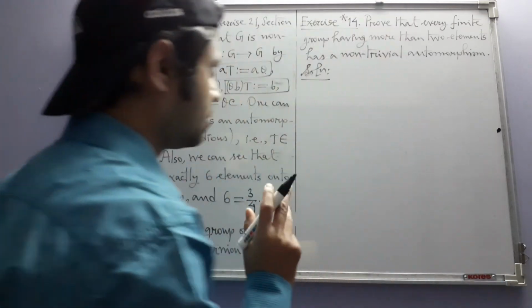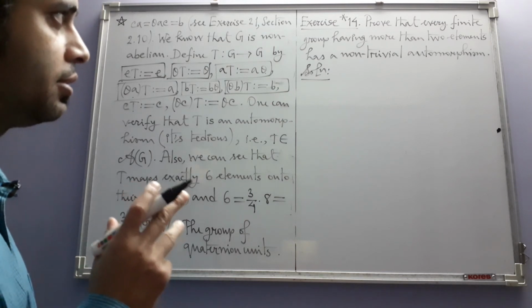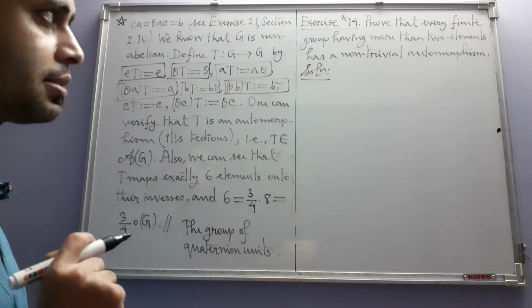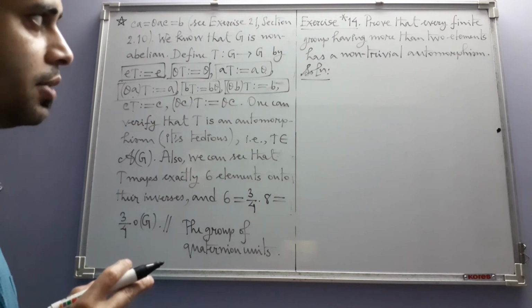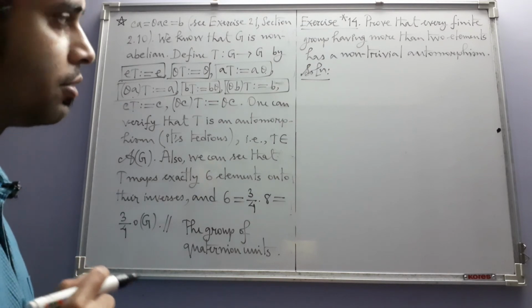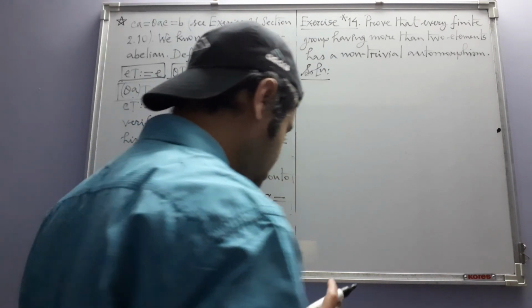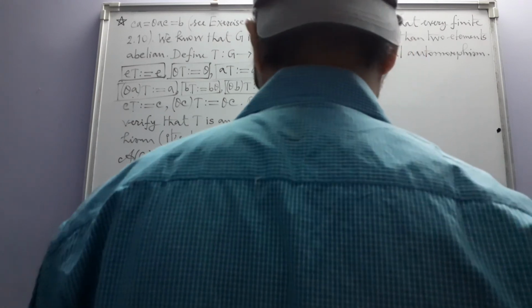So now we are given a finite group. The only thing that is given is that the group has more than 2 elements. So we now have to prove that it has at least one non-trivial automorphism. Now this thing we have already seen in the text.